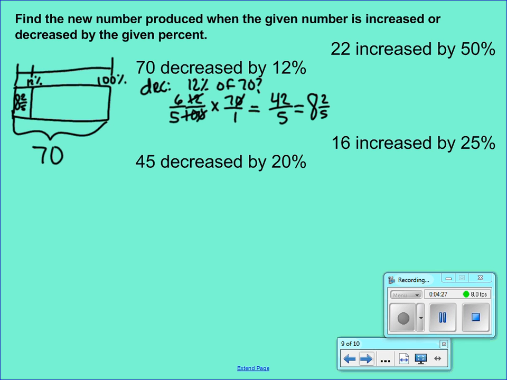Remember, we're decreasing 70. So now that we know what our decrease is, we can add or subtract it from our what? Our base. Okay, so what would we do? What would we do here? Emma? 78 and 2/5. Good. So kids, take away 70 minus 8. What is that?